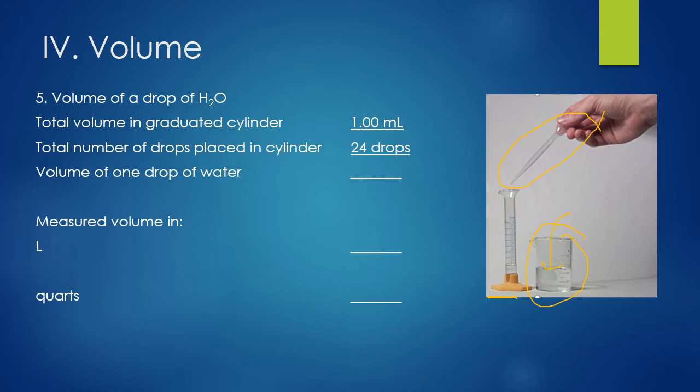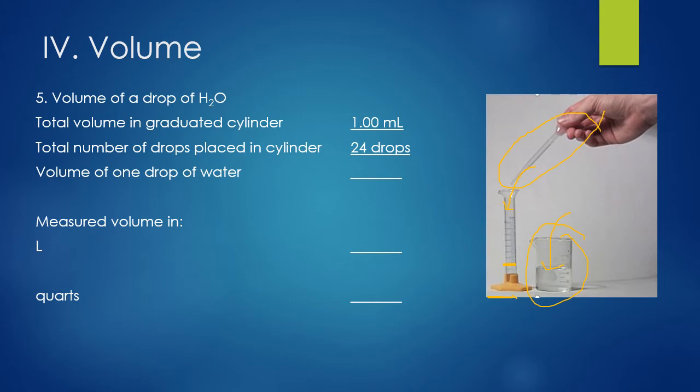What we're doing is sucking up some water from the beaker into the dropper, and then dropping that water into the graduated cylinder. The purpose of this is to see how many drops of water it takes to get to the 1 milliliter mark on the graduated cylinder. I'm counting the drops as I'm adding them. Once I hit the 1 milliliter mark on the graduated cylinder, I stop adding water.